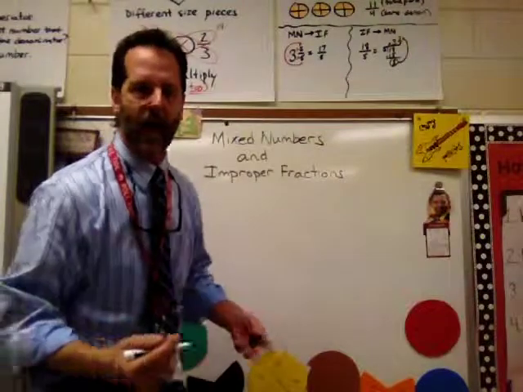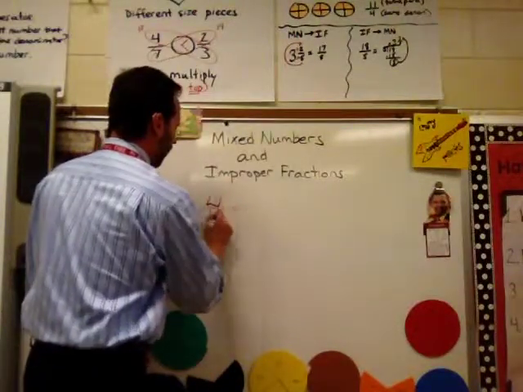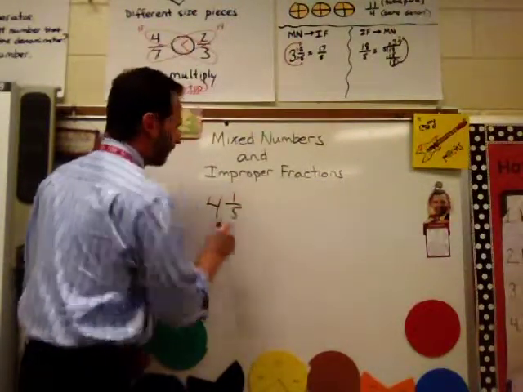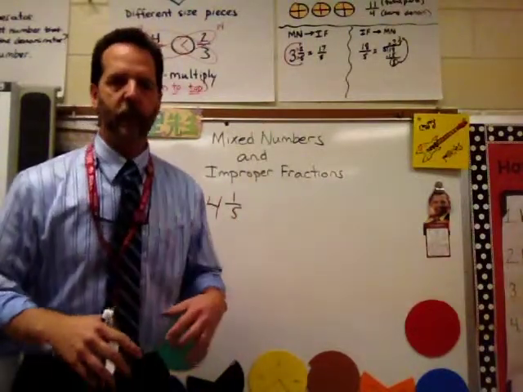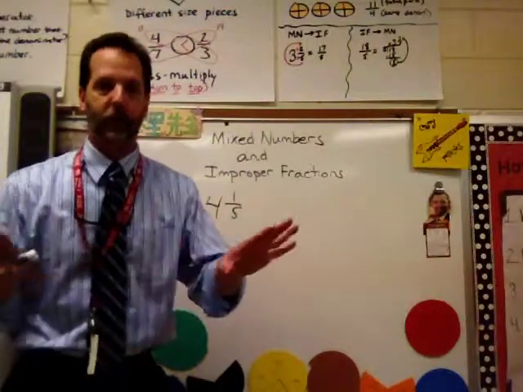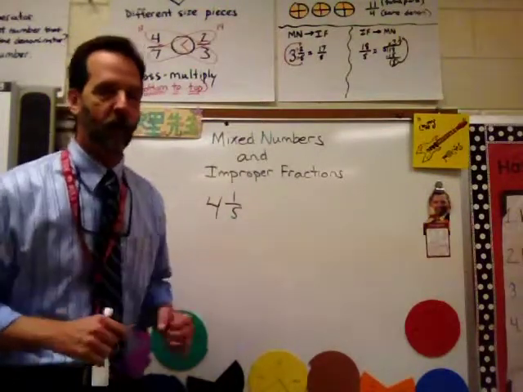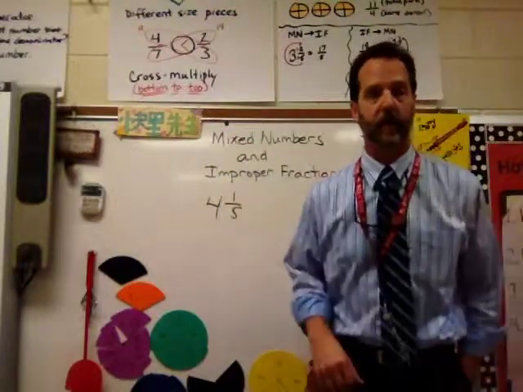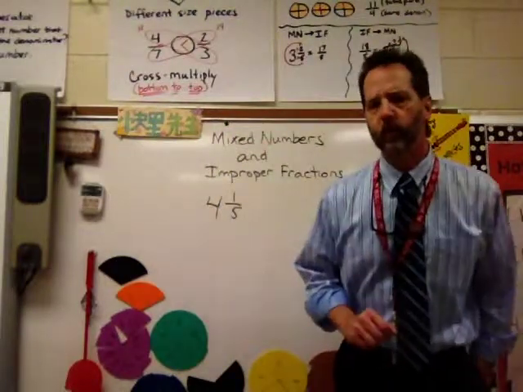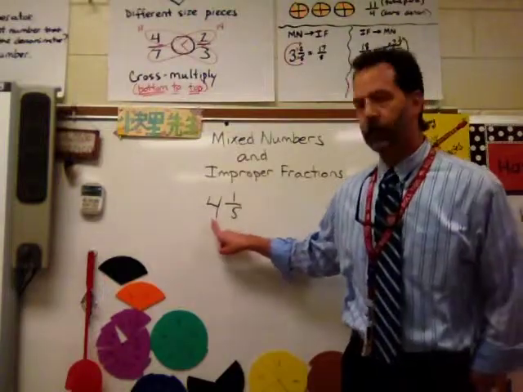Let's say that you have 4 and 1/5. Now, one of those numbers tells you how many parts you have in every picture. Each picture is in how many parts? That comes from your denominator. Each picture is in fifths. They're in 5 parts. How many whole ones do you have? Right here you have 4 whole ones.